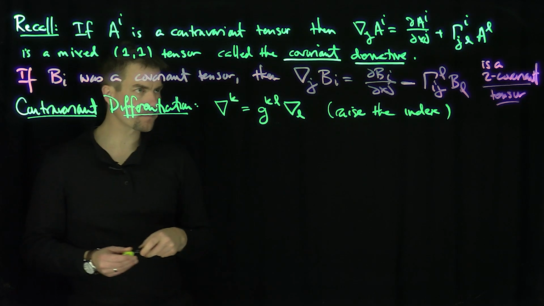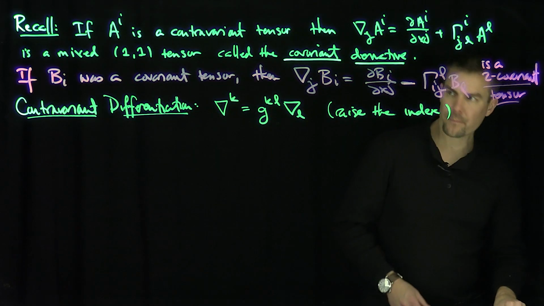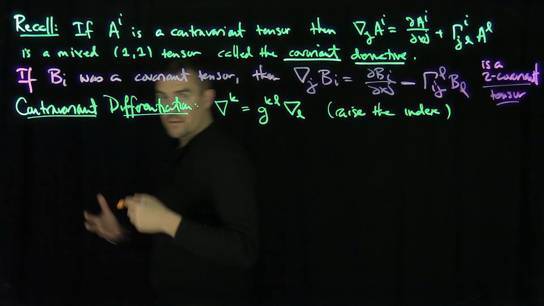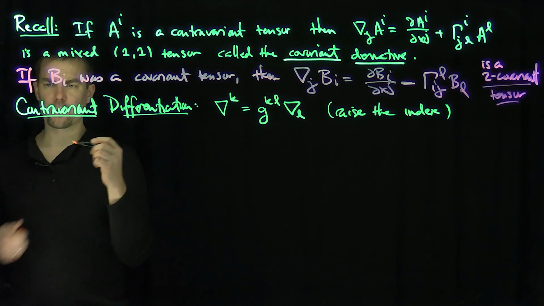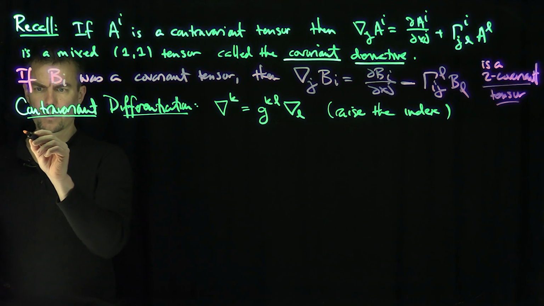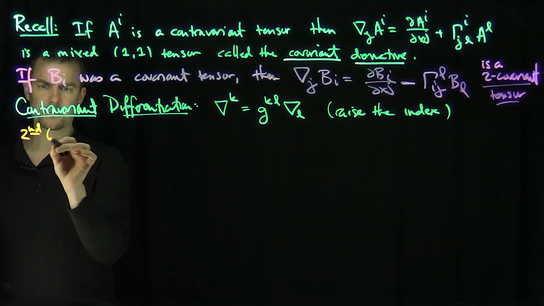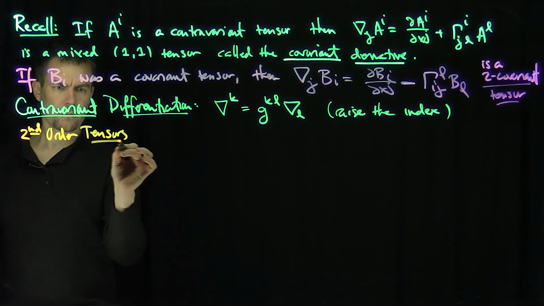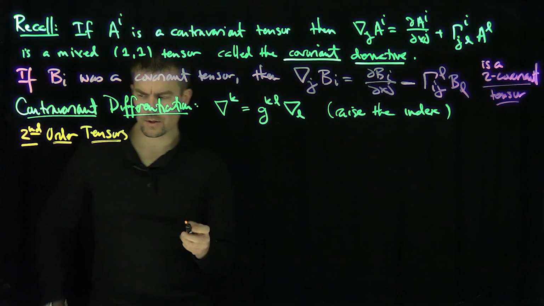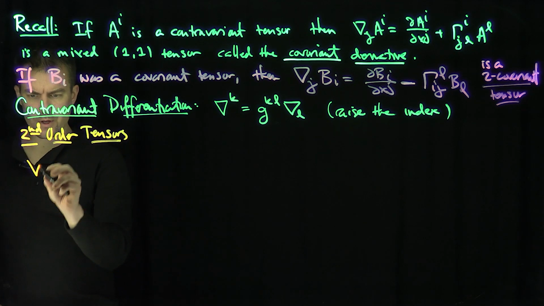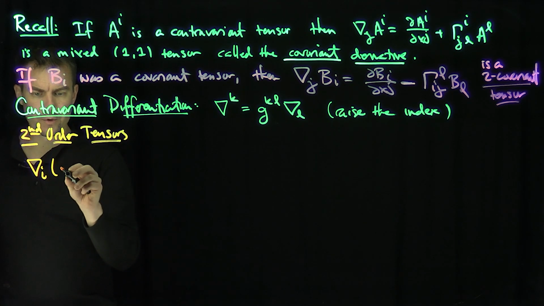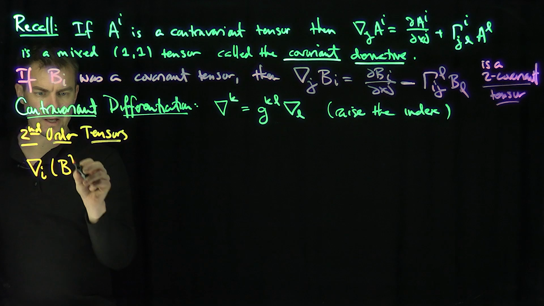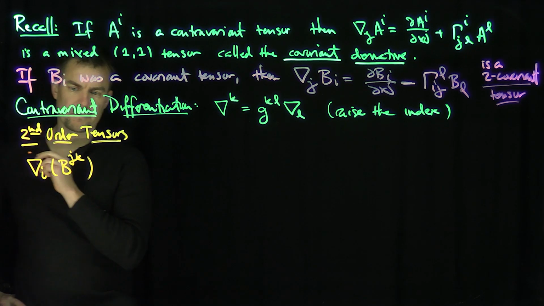Okay, excellent. So now what I'd like to do is figure out how to do differentiation in the second order. We'll see how that will generalize to higher order things. So second order tensors. Okay. So let's look at this one first. How would I do the covariant derivative of a 2 contravariant tensor b^{jk}?